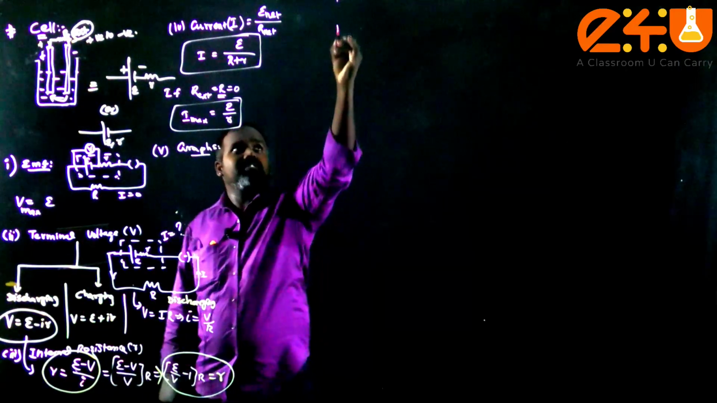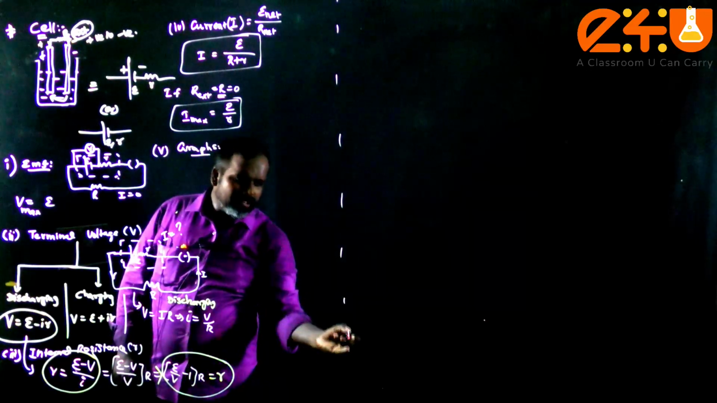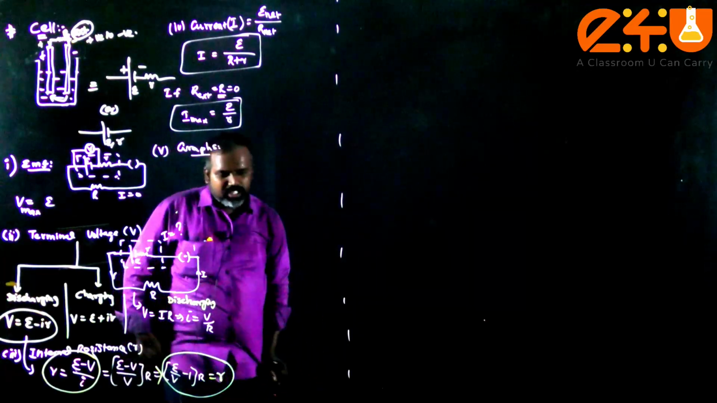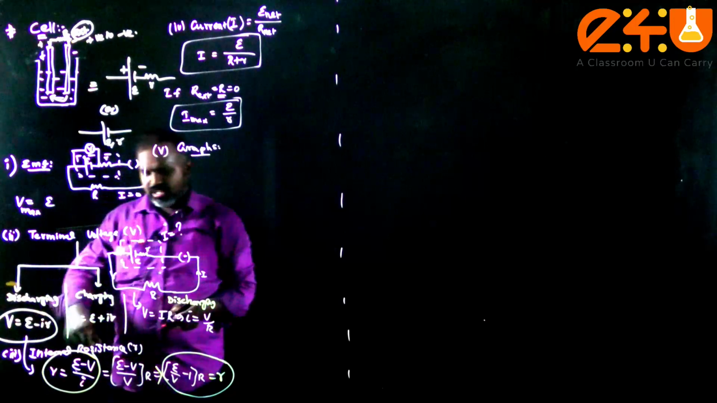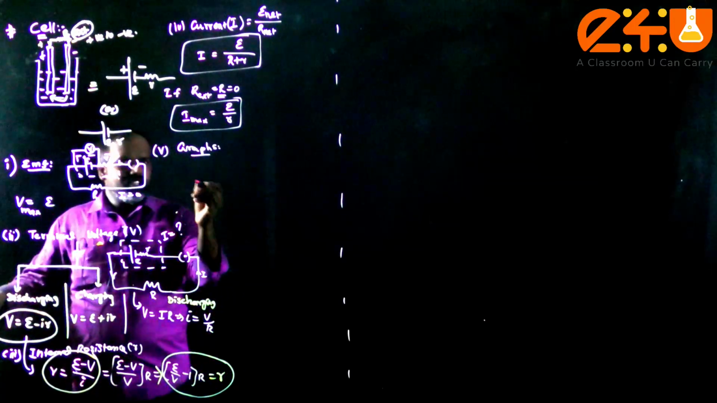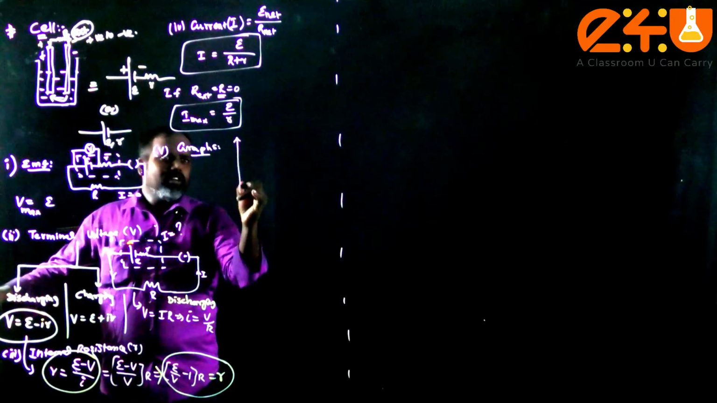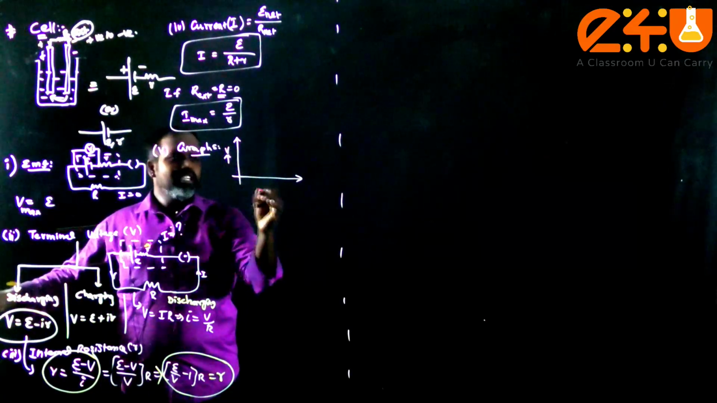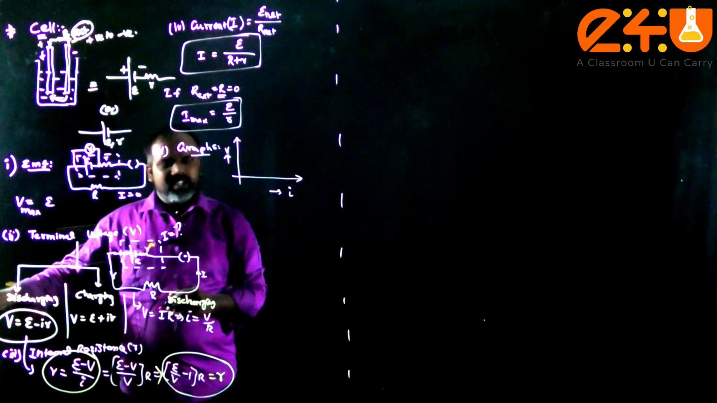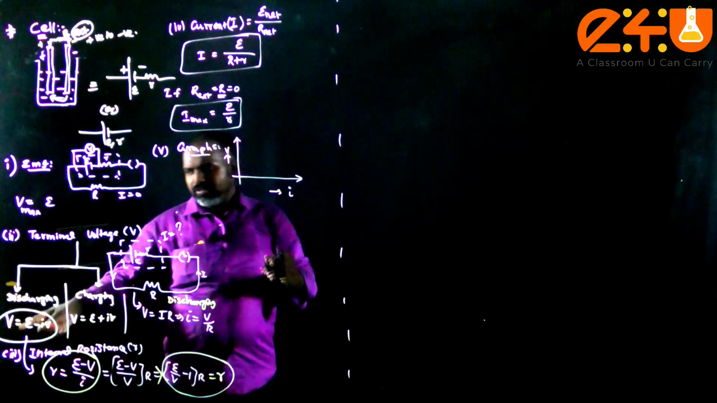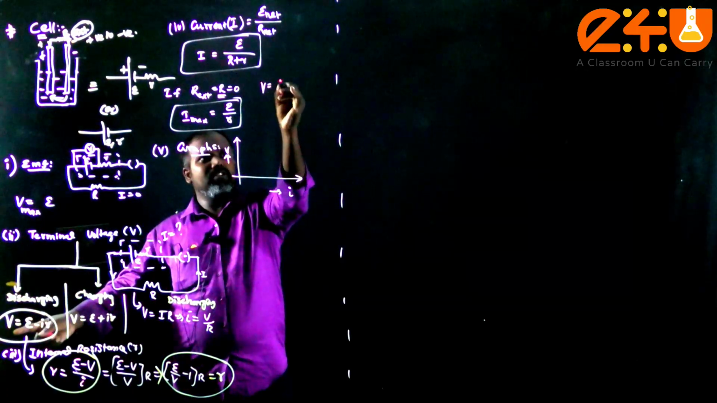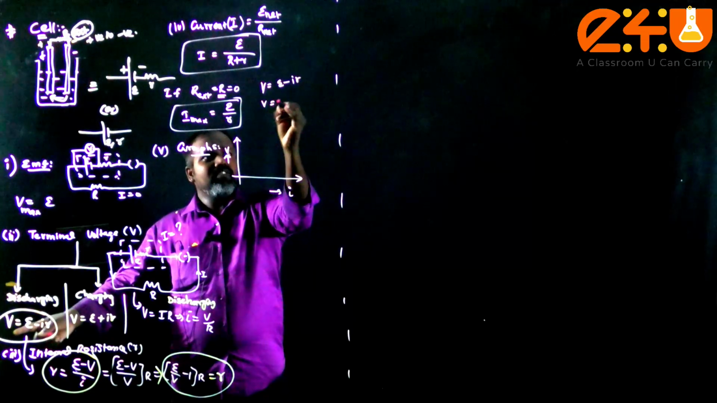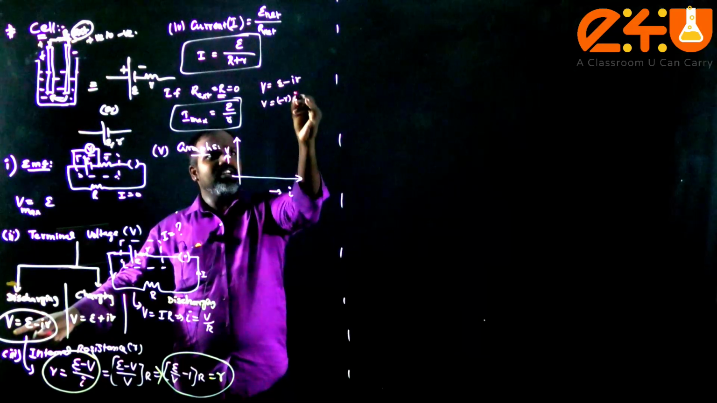Okay, yes. So what are the graphs? Here the variables are voltage, resistance, and current. So the first graph we are going to draw is voltage versus current I. Take the terminal voltage expression, V is equal to E minus IR, or V is equal to minus R into I plus E.